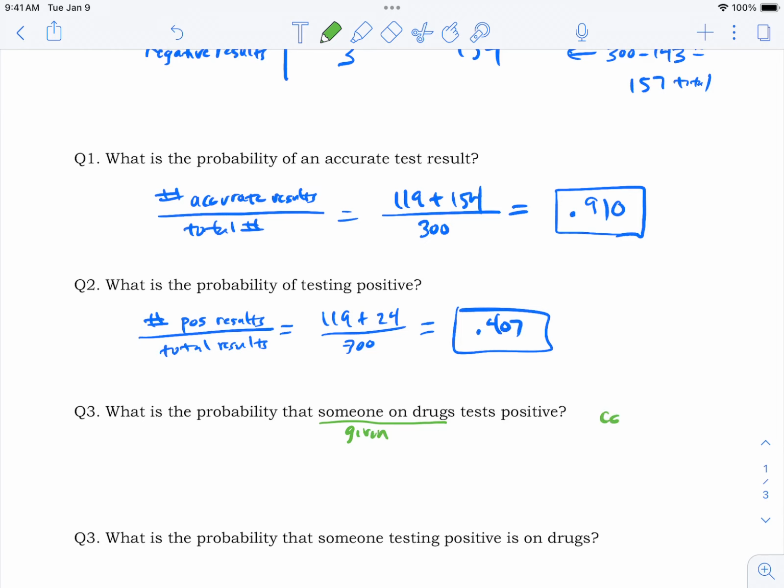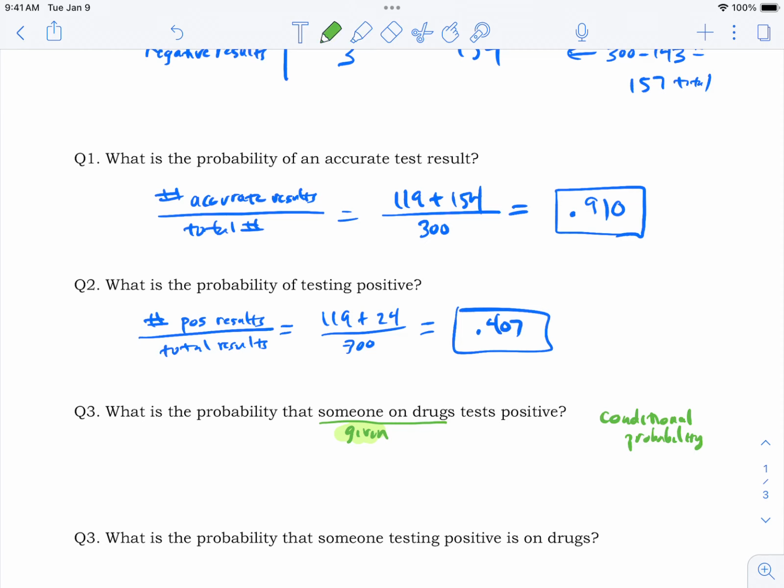This is what you call, and we saw these in the last lecture, a conditional probability. It's not just a probability that someone tests positive, it's a probability that someone tests positive when we look at the specific condition that they were on drugs. The condition is we're on drugs. The given. I like the word given. It's a little more natural to use. So if we accept that they're on drugs, then what's the probability they test positive?